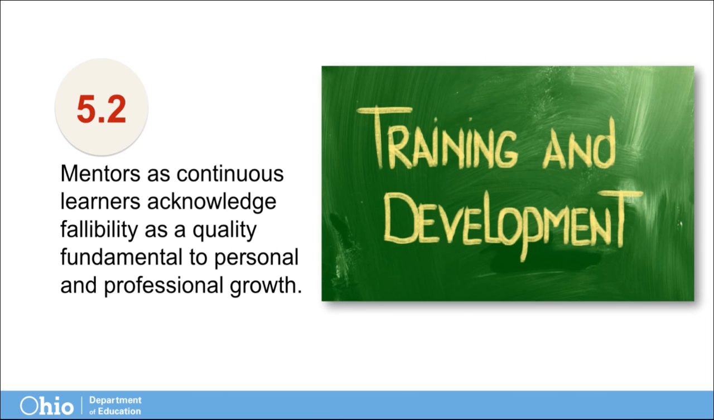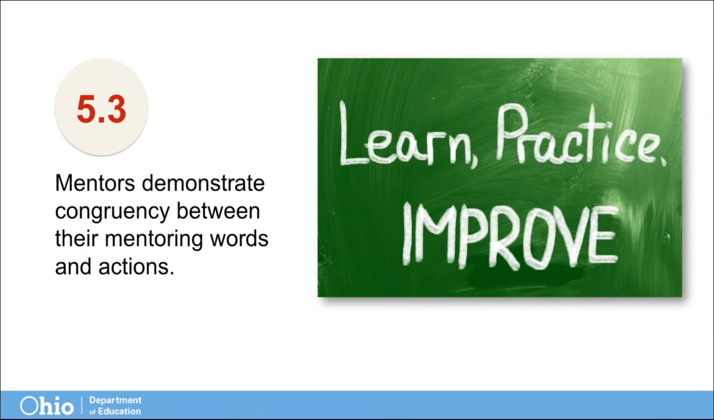Indicator 5.2. Mentors as continuous learners acknowledge fallibility as a quality fundamental to personal and professional growth. Everyone is capable of making errors. Mentors support resident educators in taking responsible risks, persisting, and having humility and pride when encountering the unknown about the teaching profession. Indicator 5.3. Mentors demonstrate congruency between their mentoring words and actions.